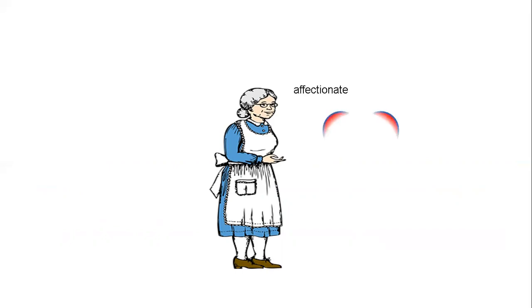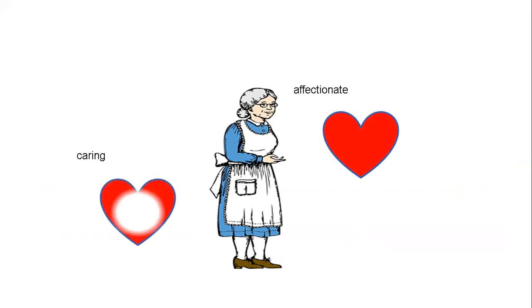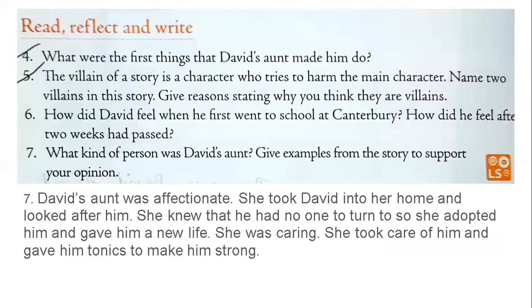She was affectionate. Look at that heart. And she was caring. Look at that heart. And how do we know she was affectionate and caring? Do I have proof of what I'm saying? Of course I do. David's aunt was affectionate. She took David into her home and looked after him. She knew that he had no one to turn to, so she adopted him and gave him a new life. She was caring. She took care of him and gave him tonics to make him strong. You do remember that, don't you?